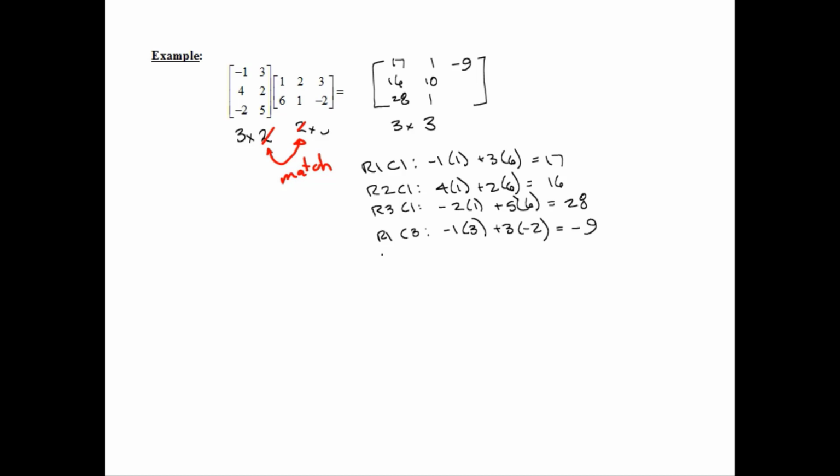Now let's do row 2, column 3. Here's row 2, here's column 3. So we get 4 times 3 plus 2 times -2. 12 minus 4 is 8. We're almost there.